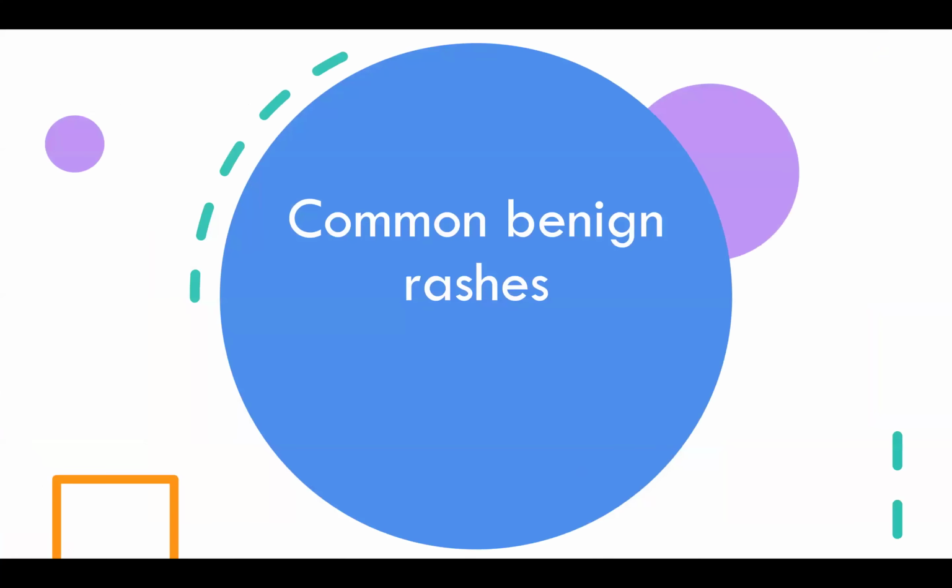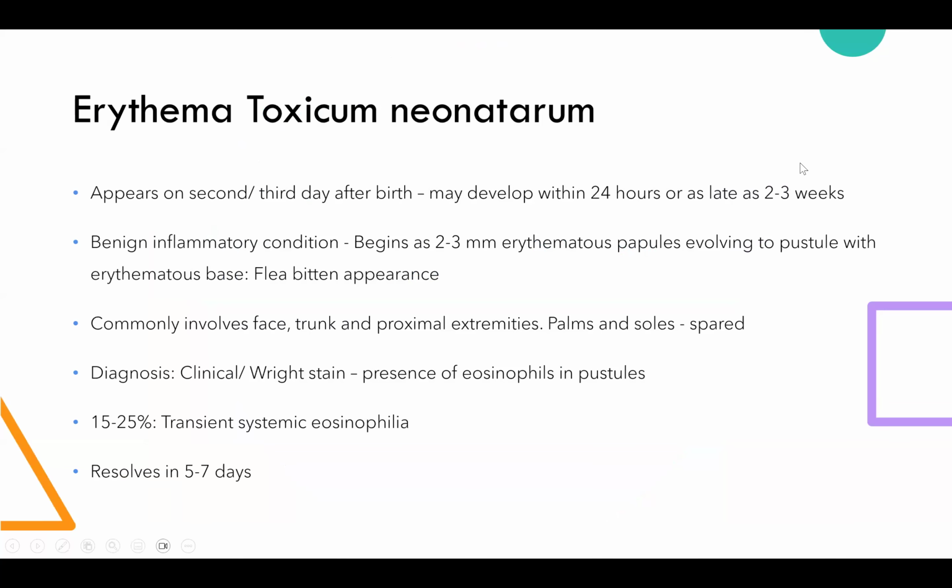Coming to common benign rashes, we have encountered erythema toxicum neonatorum in a majority of newborns in postnatal rounds. It usually appears on the second or third day after birth, but it can also develop within 24 hours, or as late as 2 to 3 weeks, but it usually resolves in 5 to 7 days. It is a benign inflammatory condition. The inflammation can be due to any bacteria or fungus that is residing in the hair canal. So it presents as 2 to 3 mm erythematous plaques.